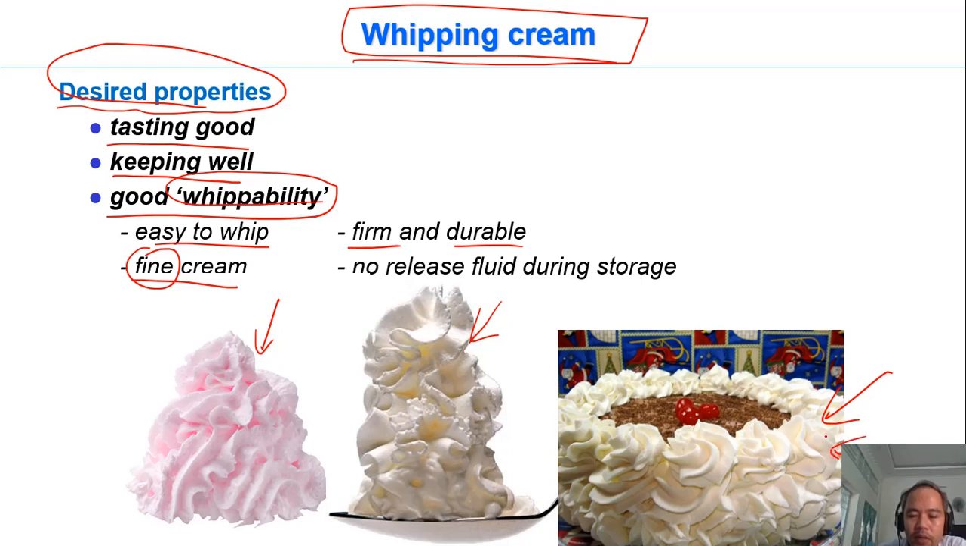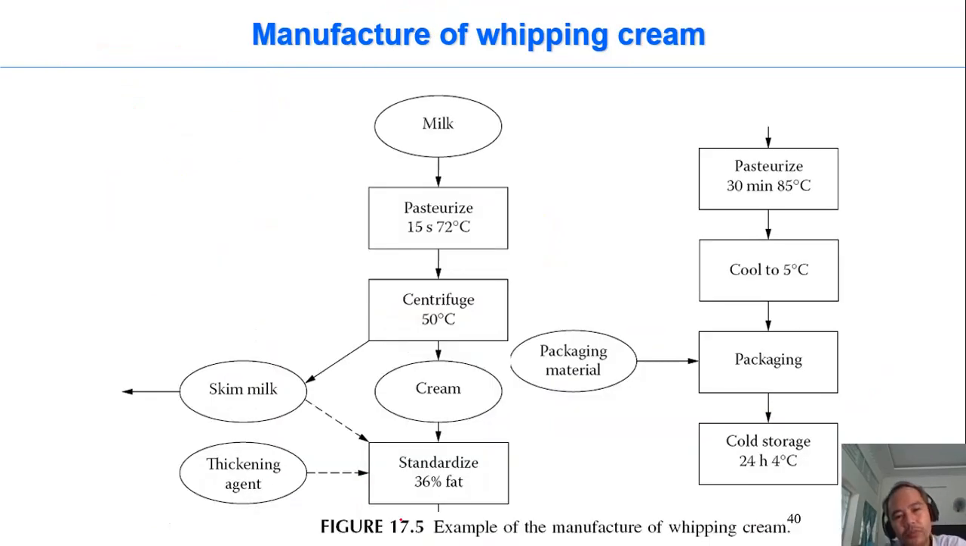So you buy the birthday cake, you bring it home, you travel for half an hour. The texture is still the same, still durable. Otherwise, it doesn't look like a cake anymore. There is no release of fluid during storage. There is fluid serum inside the cream, but it will not release out, so you don't see liquid at the bottom here.